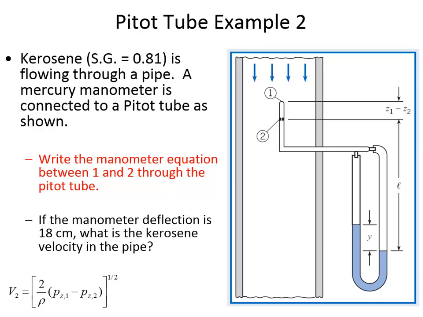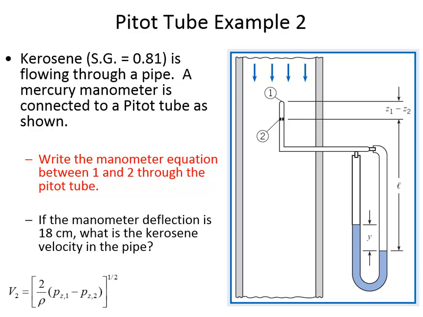So we haven't really depicted how the openings at the end of the pitot tube were how the pressure difference was being measured. Here, the manometer is measuring the pressure difference. And we want to find out if the deflection here, y, is 18 centimeters, then what is the kerosene velocity in the pipe? Now, I'm going to give you some time to do that first part that's indicated in red there to begin with.